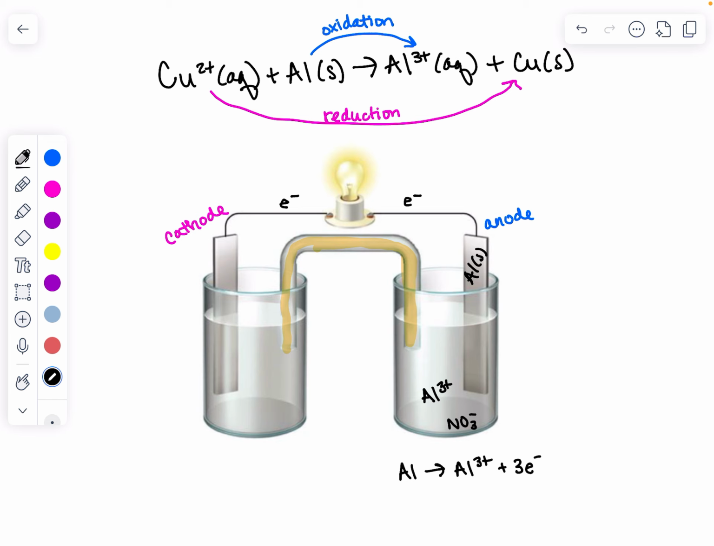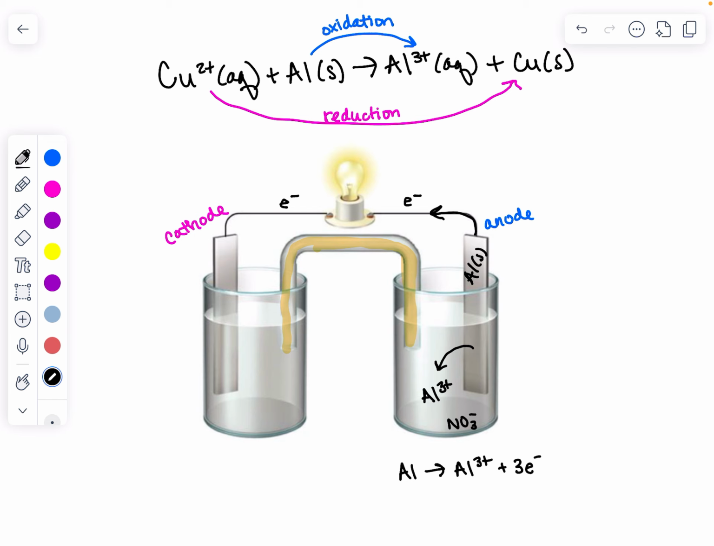So if we're thinking about the flow of matter and the flow of charge in our reaction, we start at the aluminum solid and we form aluminum ions in solution. And we start at aluminum solid and we form electrons. So electrons are flowing towards the light bulb in the wire.